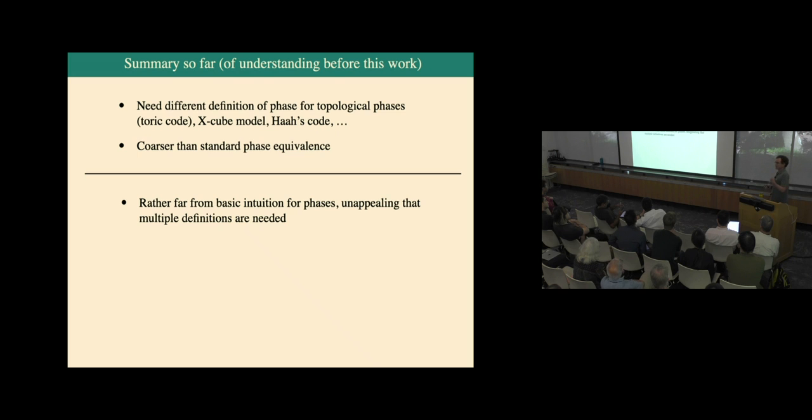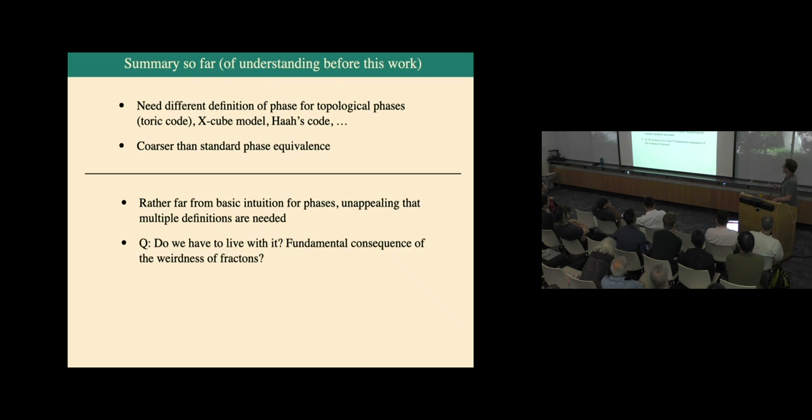We might hope that there might be just a single definition of gapped phase. That would be great. This is also rather far from our basic intuition for phases, right, as just regions in a phase diagram. And so, you know, a question is, do we have to live with this? Maybe this is a fundamental consequence of fractons being weird, and we just simply have to live with it if we want to think about fractons.